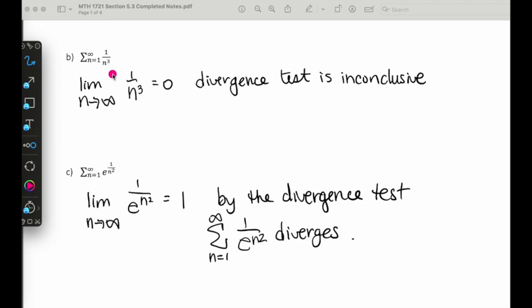Okay, let's look at the next example. We're going to look at the series of 1 over n to the third. If I take the limit as n goes to infinity of 1 over n to the third, we know that gives us 0. And so I can say that the divergence test here is inconclusive.